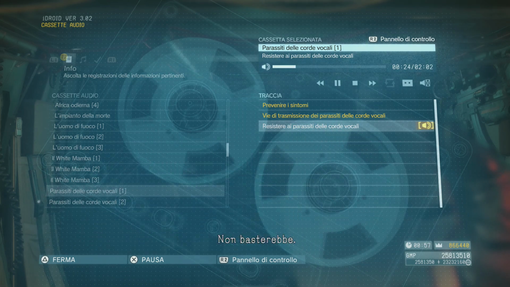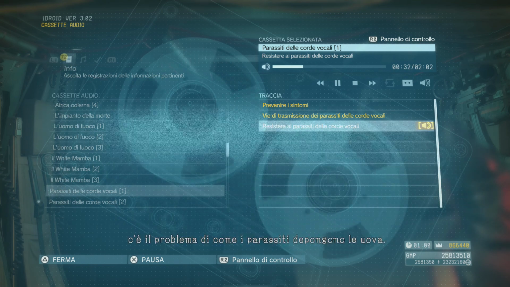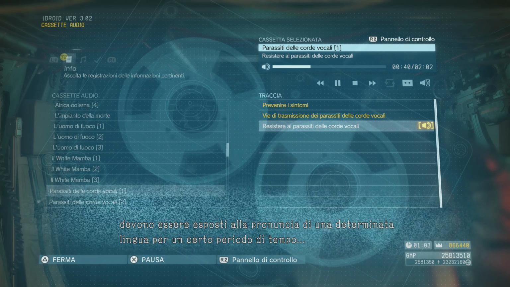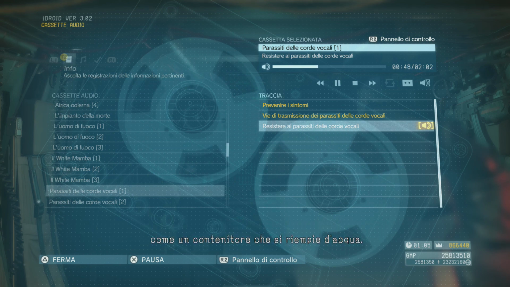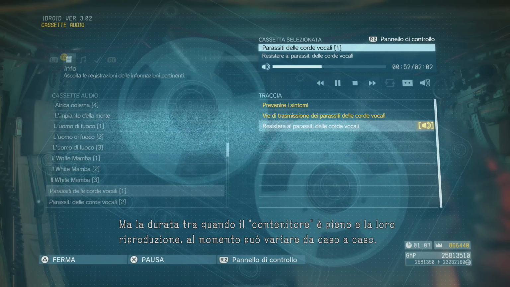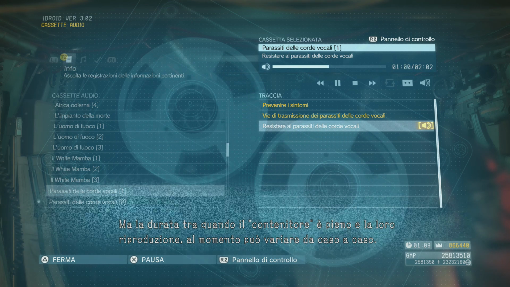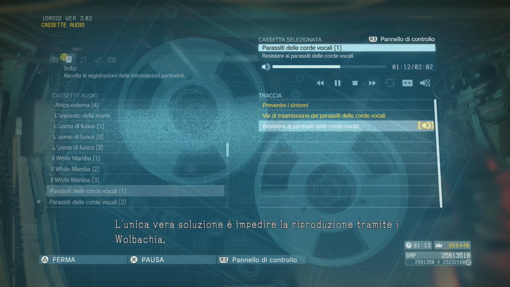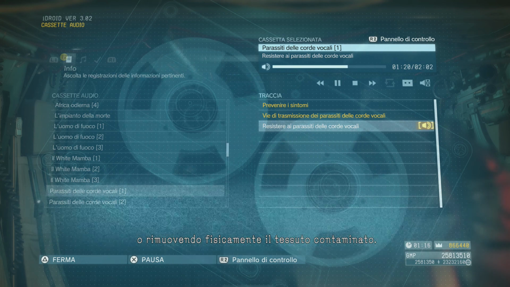Kikongo? Insufficient. First, there's no guarantee that only the Kikongo strain is here. Second, there is the matter of how the parasites lay their eggs. Before they can copulate, they must be exposed to the pronunciation of a specific language for a period of time, like a container filling with water. But the duration between when the container is full and when the copulation actually begins varies from case to case. In other words, even if the infected stop speaking as a countermeasure, it may already be too late. The only true solution is to prevent copulation through the Wolbachia, or by physically removing the affected tissue.